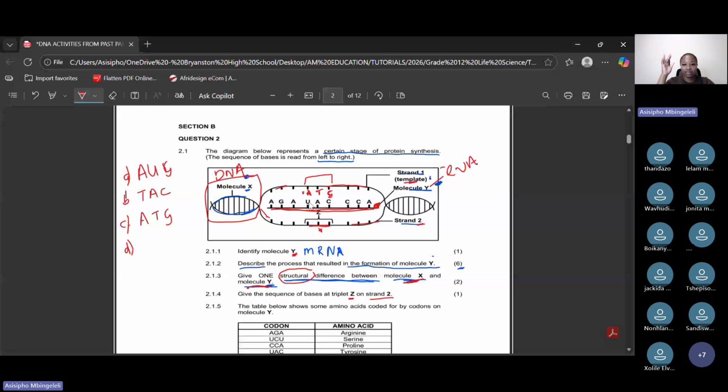Now you could not just look at UAC in the messenger RNA strand and find the Z triplets. That is incorrect. And for option A, there's a U. That makes it obvious that it's incorrect because now this triplet here is in a DNA strand. We cannot have a U in a DNA strand. So this was a bit tricky because you first had to find bases for the template strand and then use those bases in order to find the ones for strand 2.